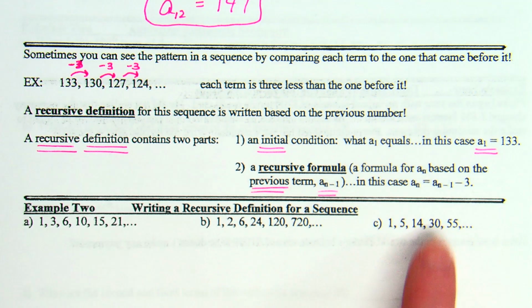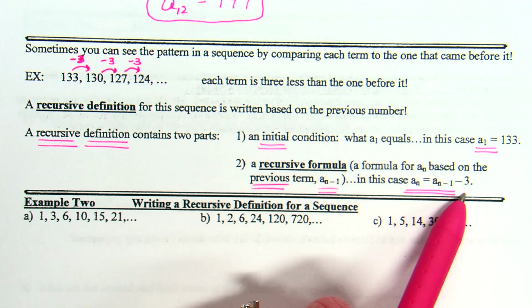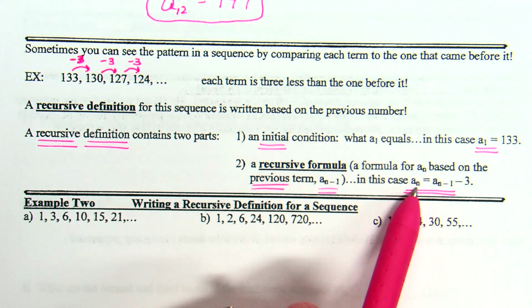Okay, so in this case, based on the problem we were talking about, the first term was 133. The rule here is in order to find the nth term, you take the n minus 1 term and subtract 3. So think about it. If I want to find the 4th term, what's that mean I'm going to have to do?